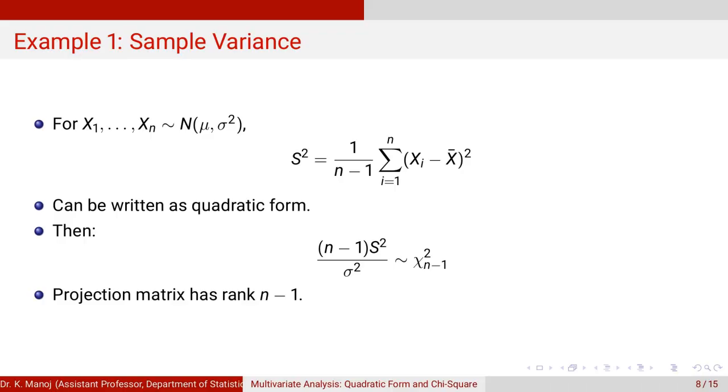Take the sample variance of normal data. It can be expressed as a quadratic form, and when standardized, (n-1) s squared divided by sigma squared follows a chi-square distribution with n-1 degrees of freedom. Here, the rank of the projection matrix is n-1, which explains the degrees of freedom.